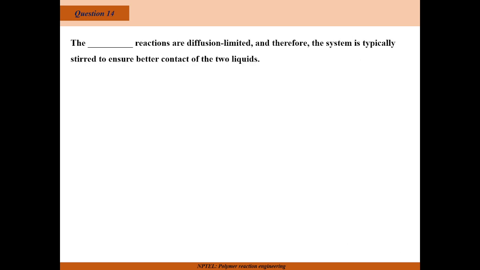Next question: the dash reactions are diffusion limited, and therefore the system is typically stirred to ensure better contact of the two liquids. Here there should be some kind of contact between the liquids, which says the liquids are somehow separated and you need to stir. Why do you need to? The diffusion will be limited in the layers. So what kind of reaction will happen? Interfacial reactions. Yes, interfacial.